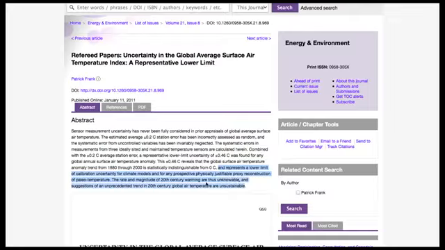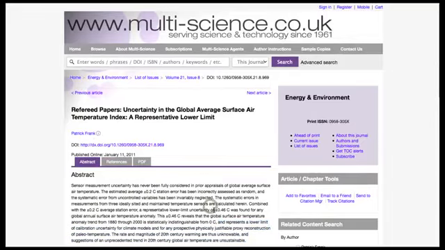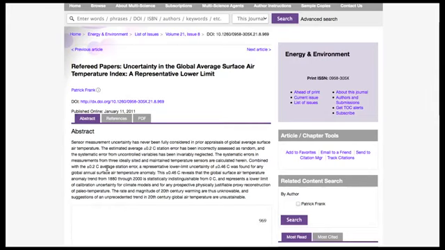The rate and magnitude of 20th century warming are thus unknowable, and suggestions of an unprecedented trend in 20th century global air temperature are unsustainable. Again, pretty important conclusions, but one that you won't see trumpeted in the mainstream media in the same way that you'll see all of those hottest year ever claims, hottest month ever, reported like clockwork every year. And, well, we'll break down in another video just how much bunk goes into those claims. But, again, statistically indistinguishable from 0, the rate and magnitude of 20th century warming unknowable, and suggestions of an unprecedented trend in 20th century global air temperature are unsustainable.